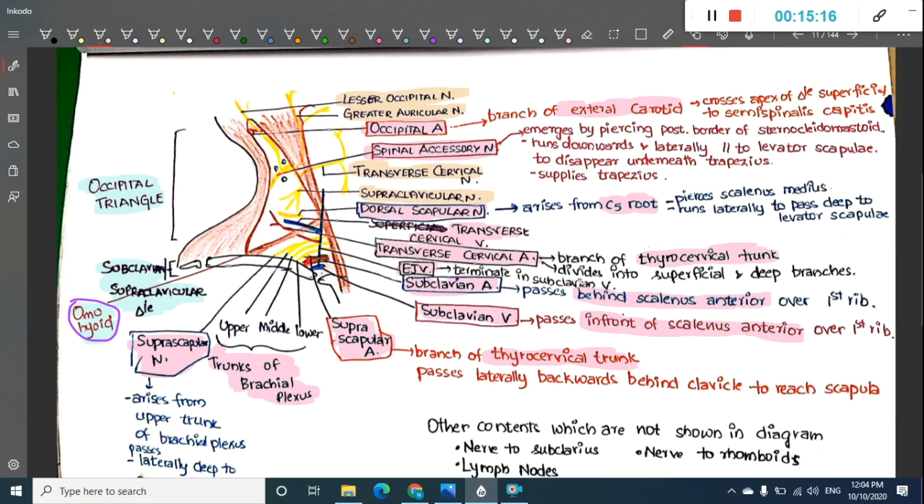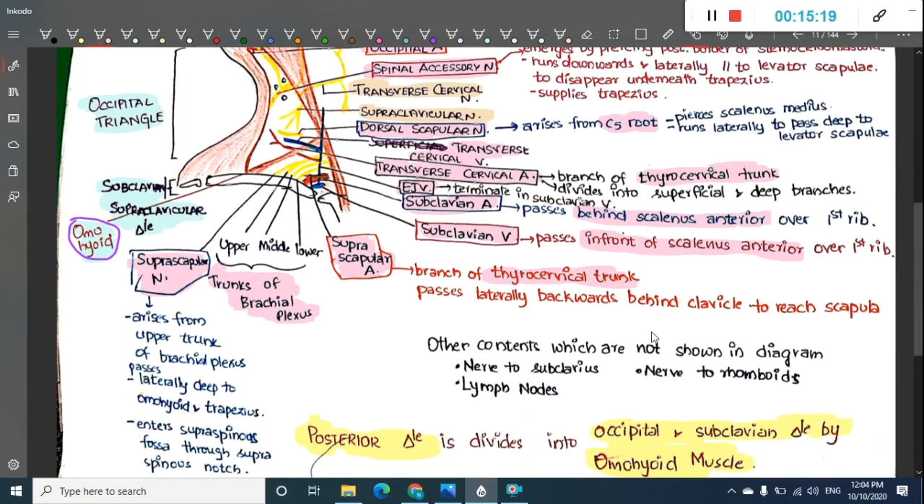Other contents which are not shown in this figure are nerve to subclavius, nerve to rhomboids, and some lymph nodes. So this is about posterior triangle.